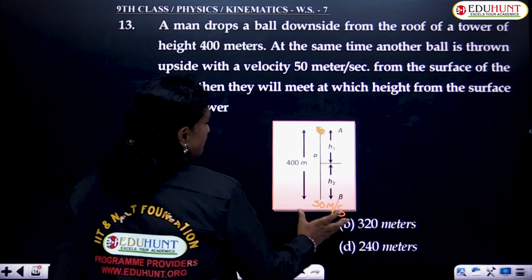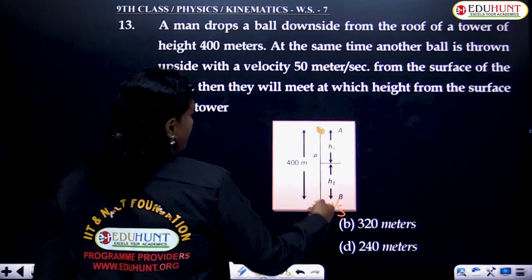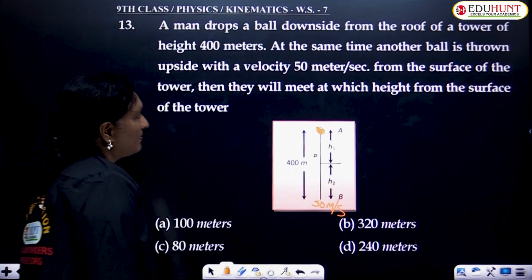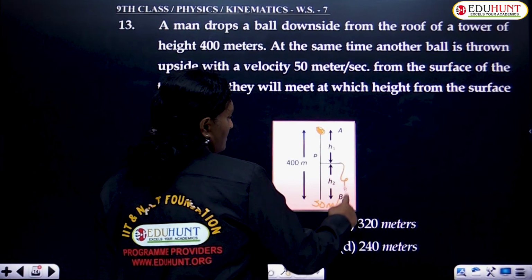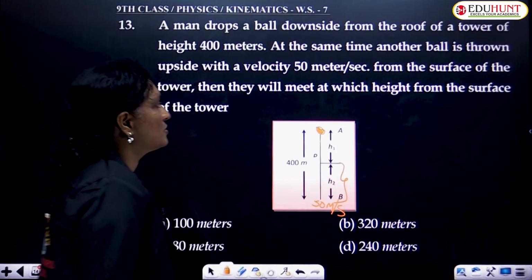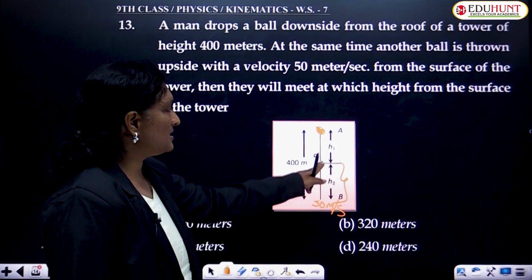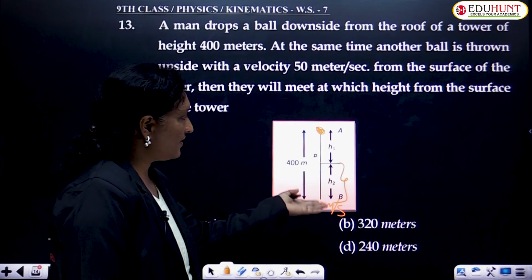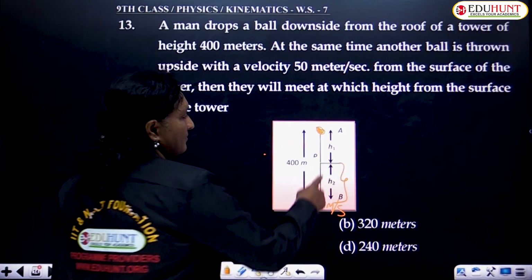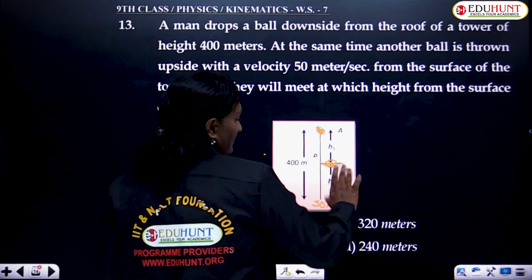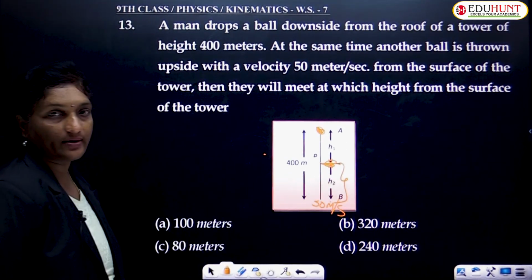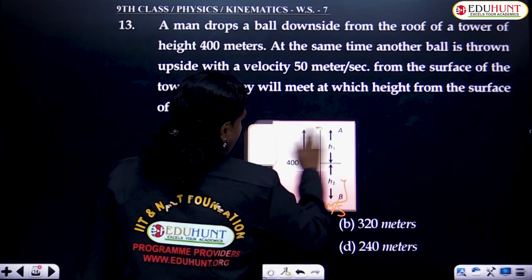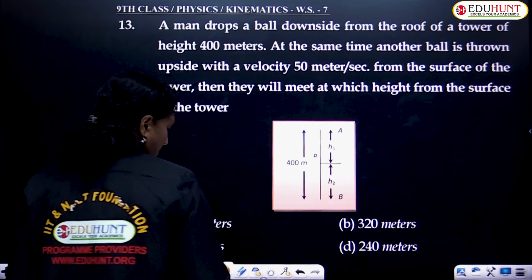Here, when it was thrown at 50 meters per second, it is a freely falling body. Then they will meet at which height from the surface? You are asked to find the value of h2. From the surface of the tower means here to here. Surface to point of meeting. This is your meeting point, and until this, h2 you are asked to find out. I hope the question is clear, children. So based on that, let us try to find the proper answer.